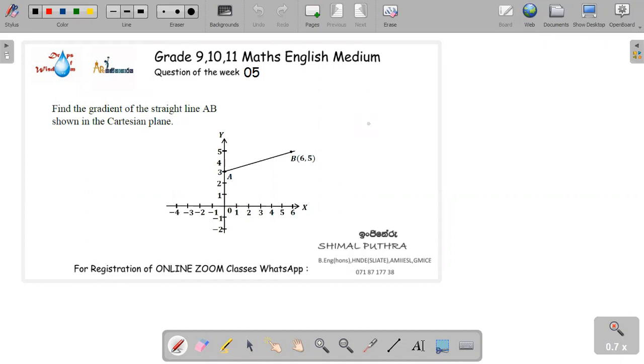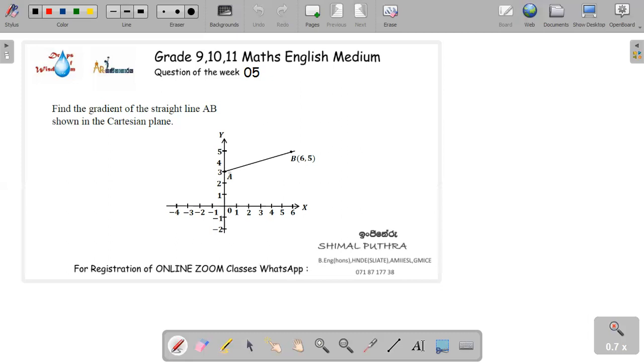In this case, we are going to discuss how to find the gradient of a straight line. Find the gradient of the straight line AB shown in this plane. That means the XY plane. Normally we call this a 2D diagram, the X and Y diagram for the Cartesian plane. If we want the 3D version, we will add the Z axis, but in all our syllabus we discuss only the XY axes, that means the 2D version.